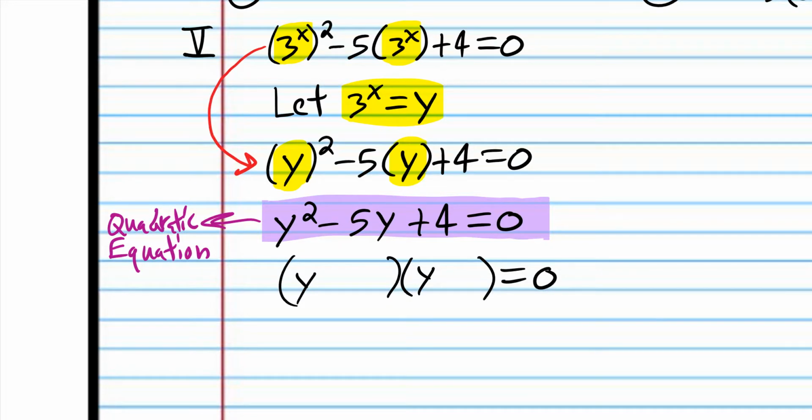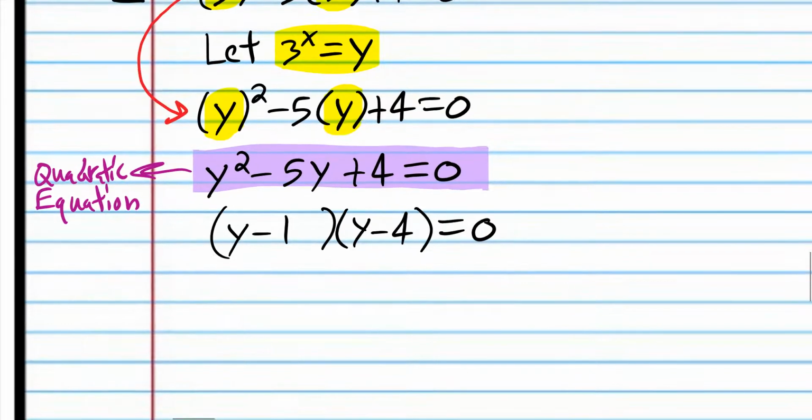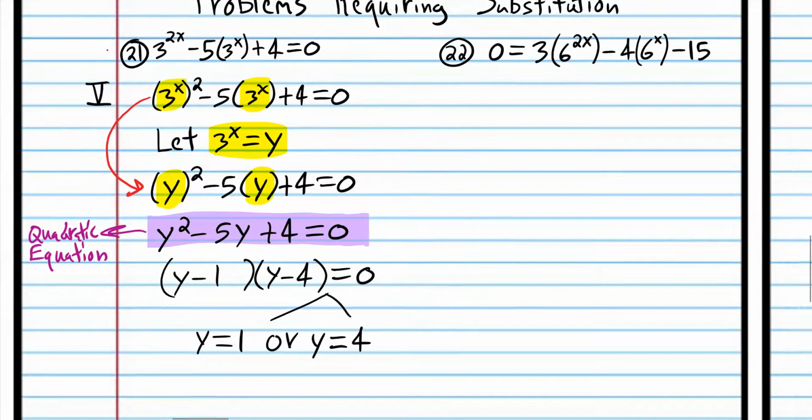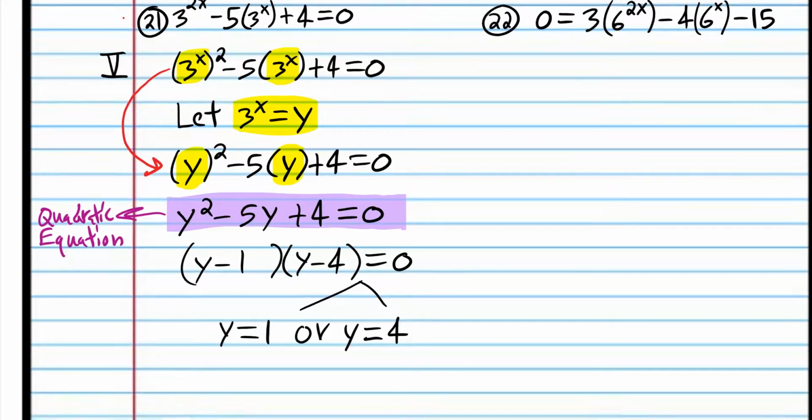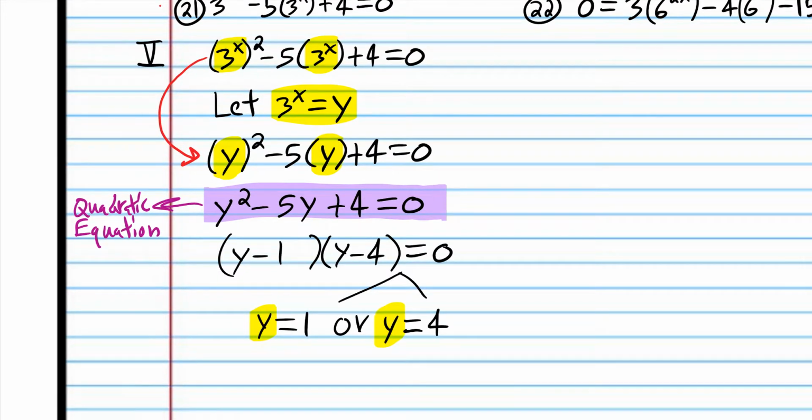What two numbers multiply to 4 and add up to -5? Well, that's just going to be -1 and -4. So now that allows us to find y. We know y is equal to 1 or y is equal to 4. So we found the yellow y's, but we don't want y. We only used y to help us find x.